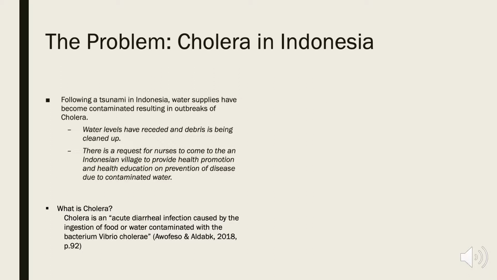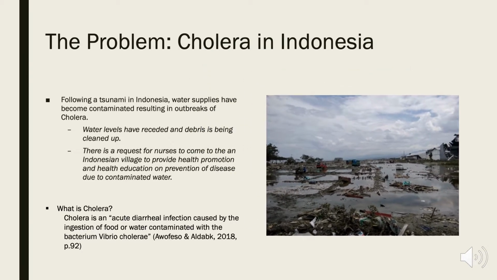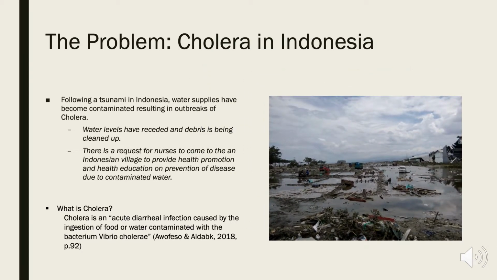In this case, we have a country's infrastructure that has been affected by a natural disaster, which is a tsunami, which has caused scarce clean water, which makes for the perfect breeding ground for cholera. So according to the World Health Organization, cholera outbreaks cause panic, disrupt social and economic structure, and can impede development in the affected communities.